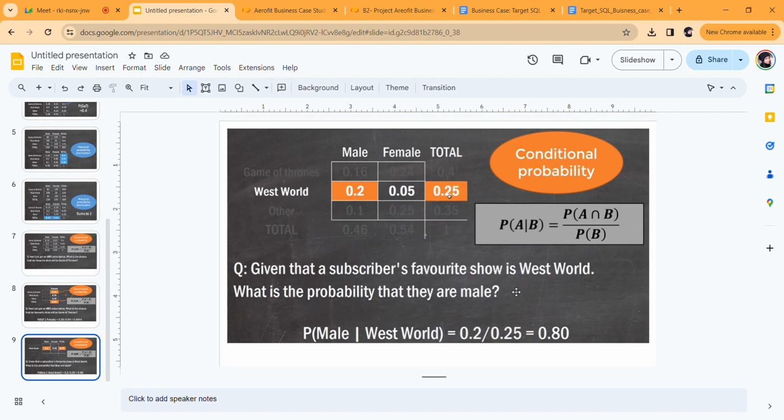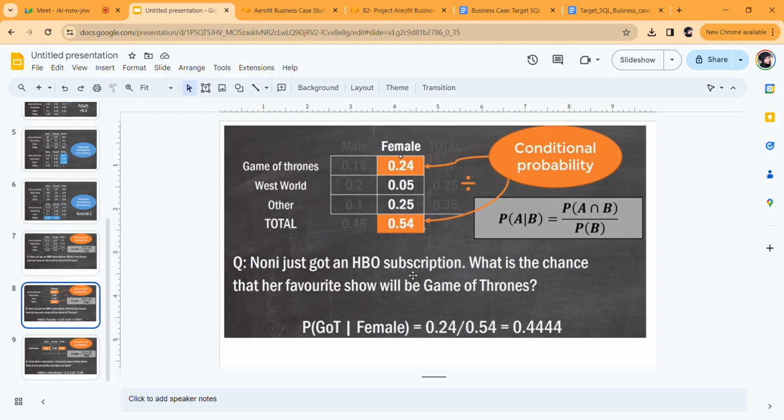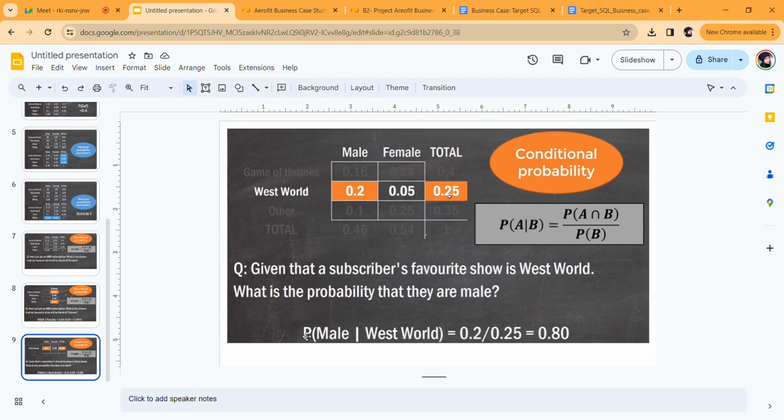So here you have to check the given thing first. Here the given thing is the female. We already know that female is there for the show, and we want to know a specific show interest of a female. Here you can see that given that the subscriber's favorite show is Westworld, it is already given. So you can see the total of persons who are interested in Westworld is 0.25. Then what is the probability that they are male?